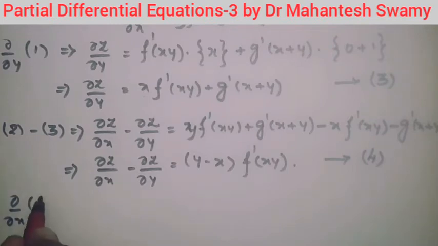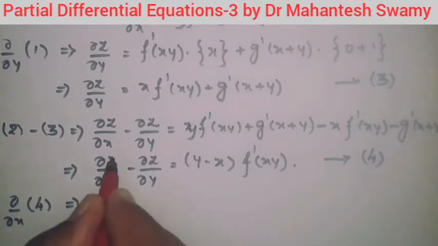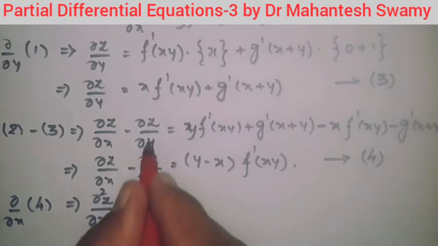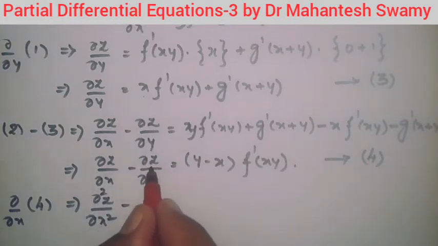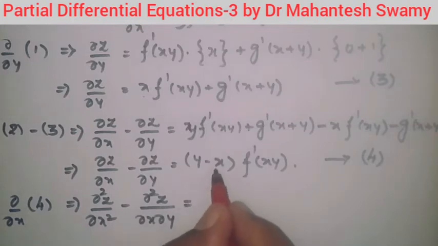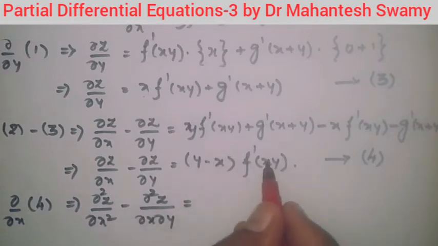So ∂/∂x of equation 4 implies ∂²z/∂x², because already ∂z/∂x is there. Once again, if we differentiate with respect to x, it is this much, minus the differentiation of ∂z/∂y with respect to x, which again gives us the second order mixed derivative ∂²z/∂x∂y on the LHS, whereas on the RHS we have to apply the product rule.